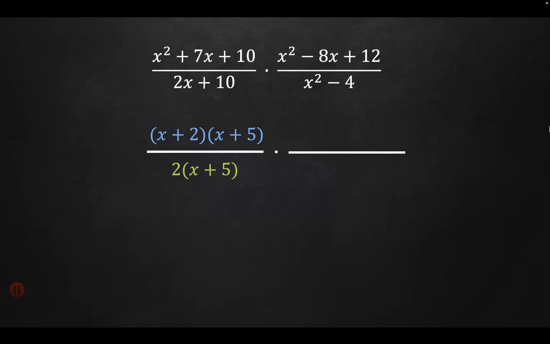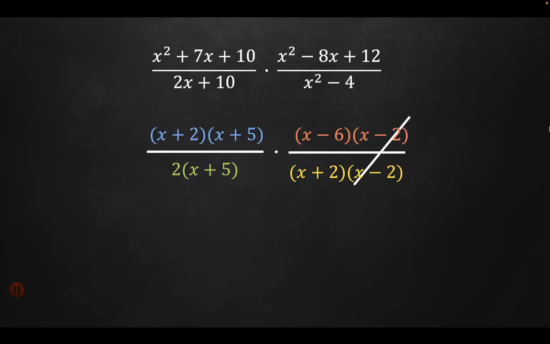In the second fraction, I can also do my box for that trinomial. So I have x minus 6 and x minus 2. And in the denominator, I have a difference of squares, so I have x plus 2 and x minus 2. Now, if you can cancel any common factors, we can go ahead and do so.